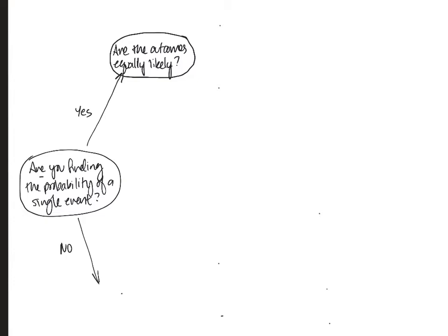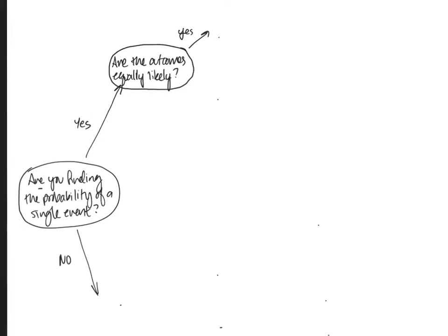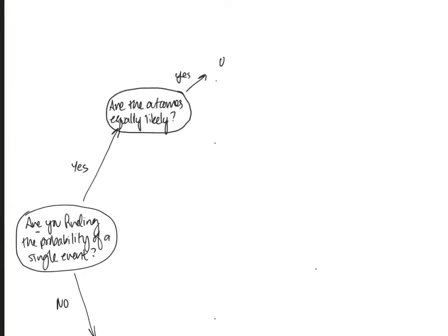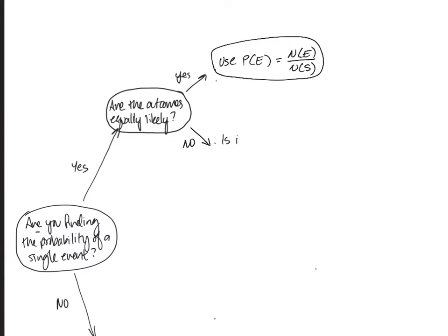Alright, so if the outcomes are equally likely, we would say yes. So then what would we do? We would use the probability of E, which is the number of our event E over the number of our sample size, or the event space. And that would be it. But if the outcomes are not equally likely, so no, what would we do? We have a new question. Is it possible to get empirical data?